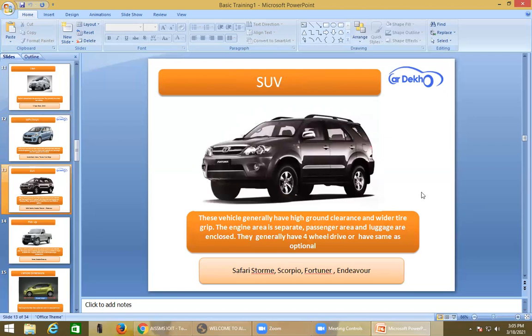Then sport utility vehicle. See the picture of the sport utility vehicle. For example, the Endeavor, Fortuner, Scorpio, Safari Storme. These are all sport utility vehicles. Depending upon the body style, these vehicles generally have high ground clearance. See the ground clearance, the ground clearance is high.